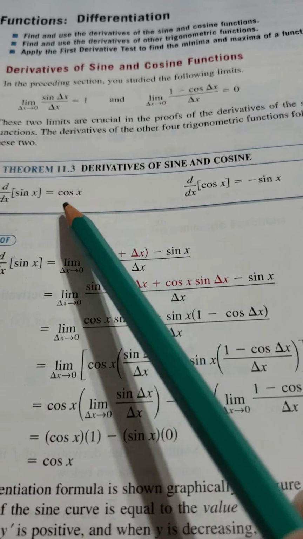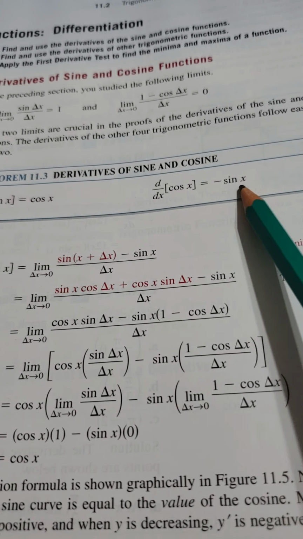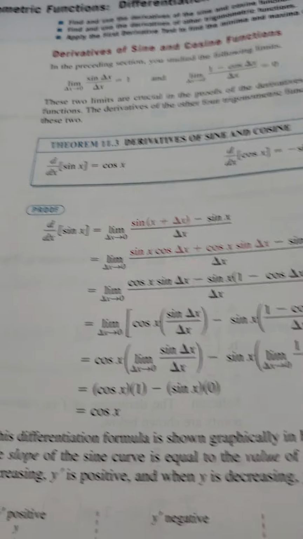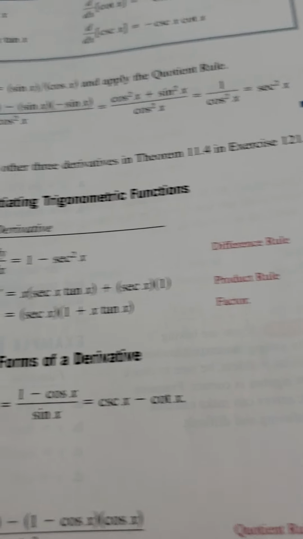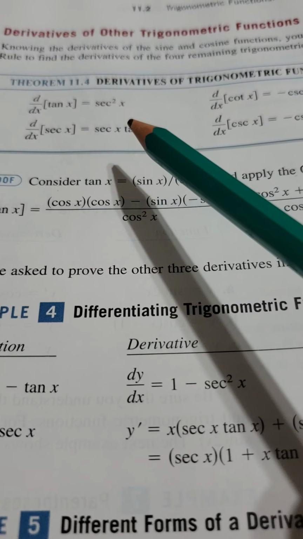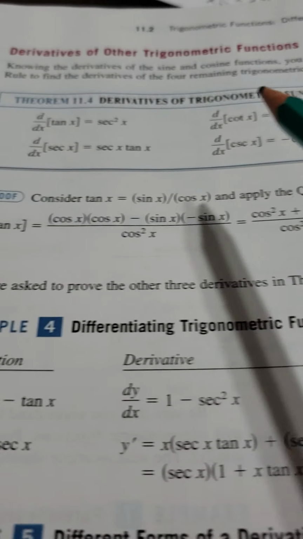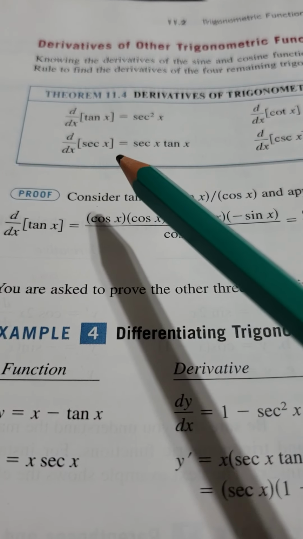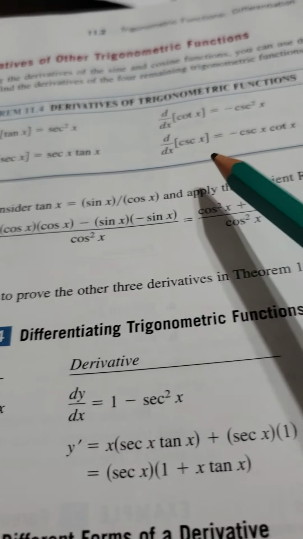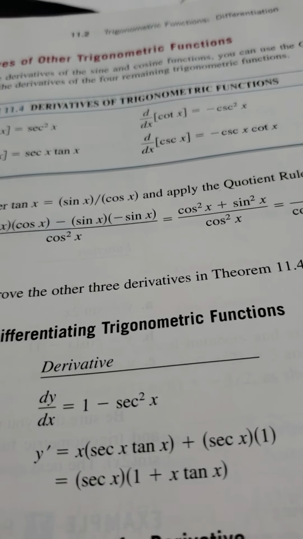It doesn't matter the variable, it will be the same result. The derivative of cosine of x is equal to negative sine of x. Here is the proof using the limit definition. Now, the derivative of tangent is secant to the second power of x. Cotangent of x is negative cosecant to the second power of x. The derivative of secant of x is equal to secant of x times tangent of x, and the derivative of cosecant of x is negative cosecant of x times cotangent of x.